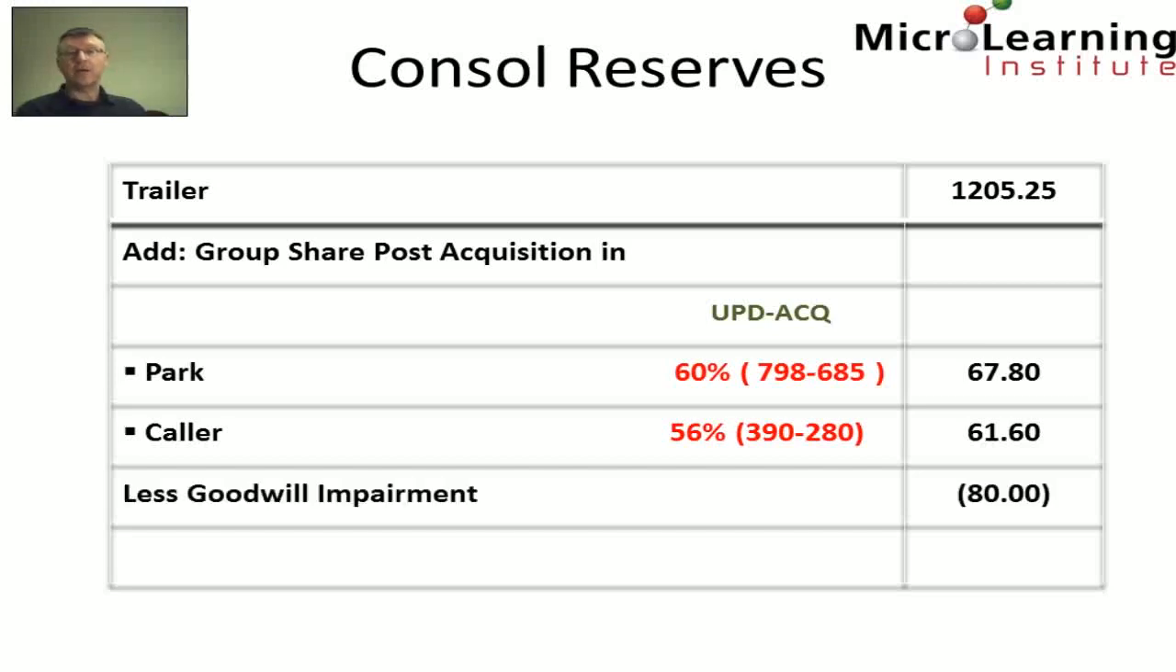Now, the impairment of Goodwill is deducted from the carrying amount of reserves because this impairment expense of 80 million was also deducted from Goodwill on the asset side of the balance sheet, leaving us with consolidated reserves at the 31st of May X3 of $1254.65 million.